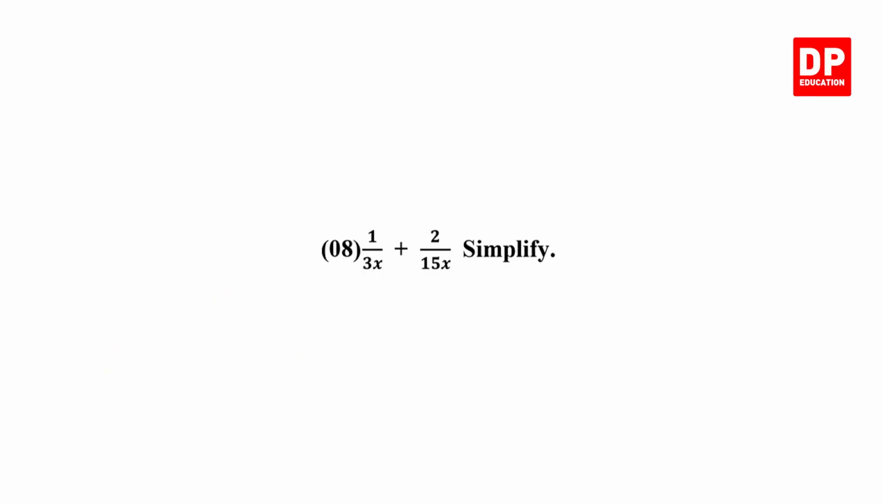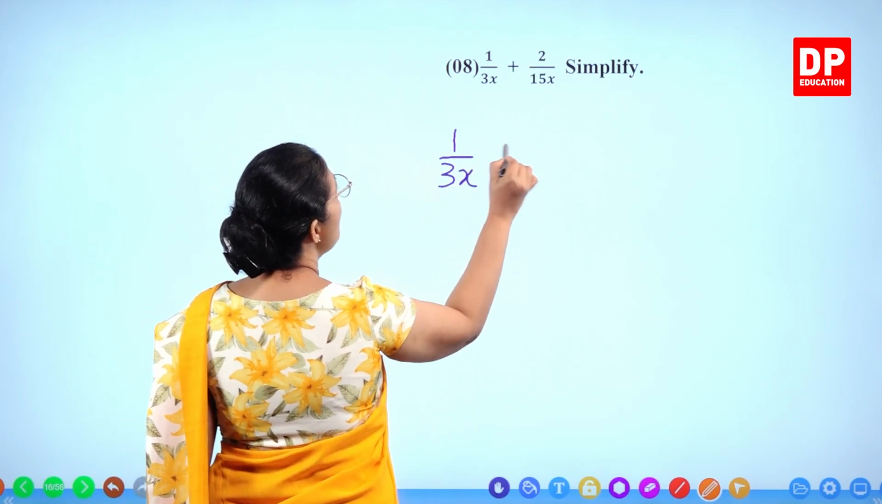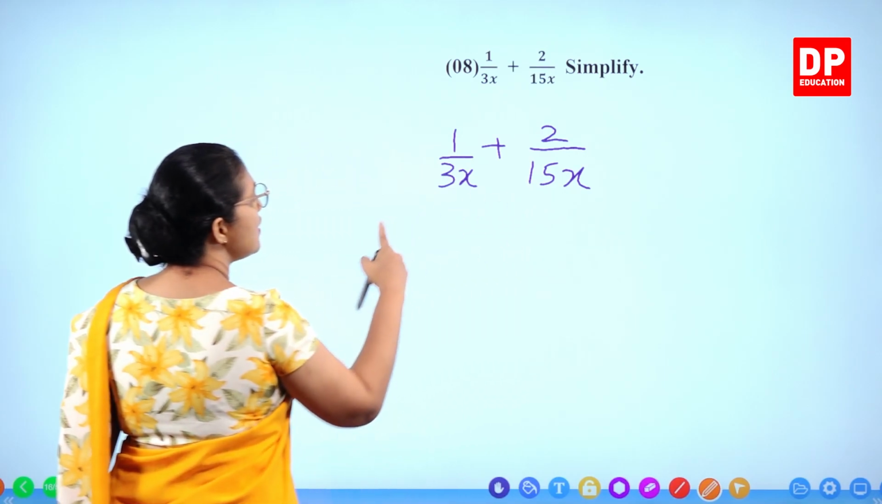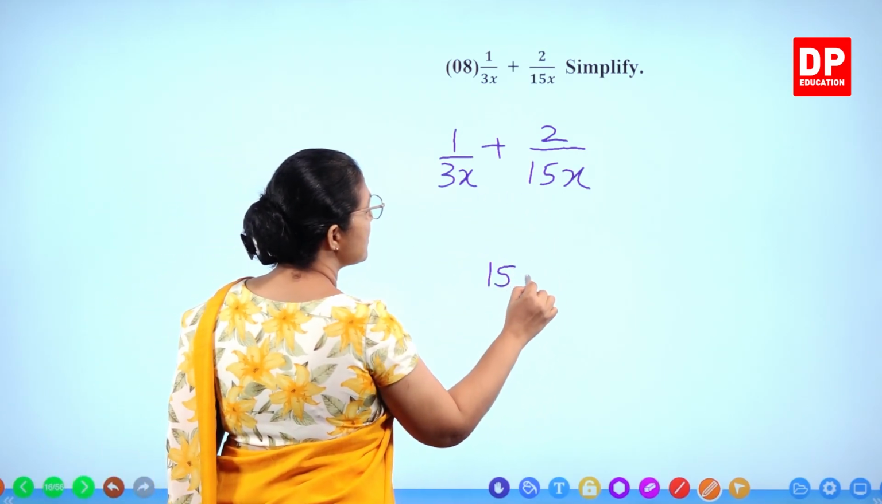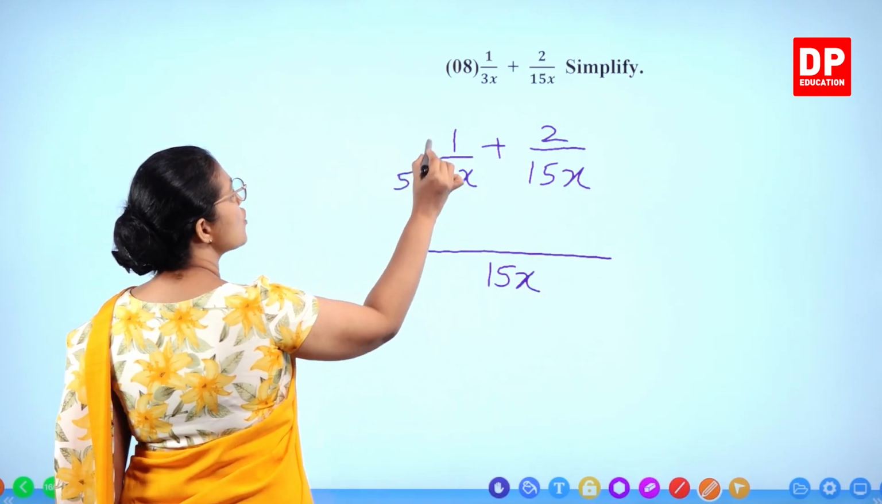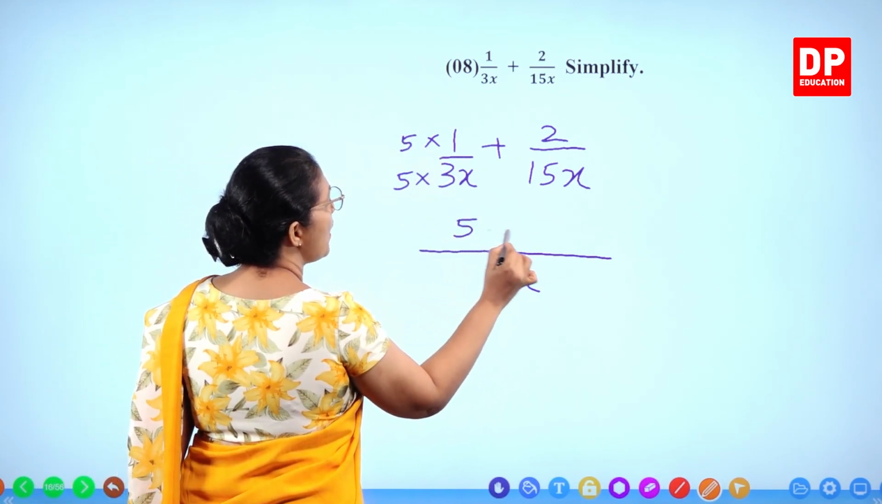Question number 8. Two fractions with different denominators. You are asked to simplify. So what is the lowest common multiple of 3x and 15x? 3 and 15, 15 is the lowest common multiple, and x is there. So that means you have to multiply the first fraction by 5. So 5 times 1 is 5, plus.